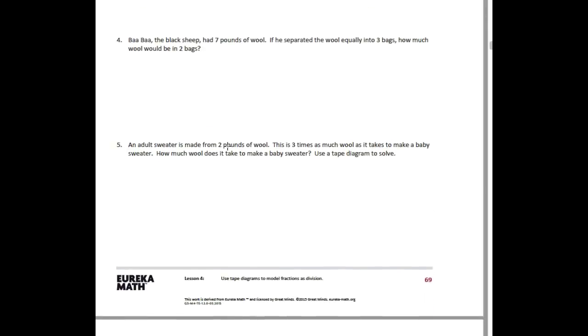Baba the black sheep had 7 pounds of wool. And so if we do that, we say here is the wool. And what's it equal to? It's equal to 7 pounds. And we're going to separate it into 3 equal bags. We want to figure out how much wool would be in 2 of those bags. So let's start by figuring out how much would be in 1 of those bags then.